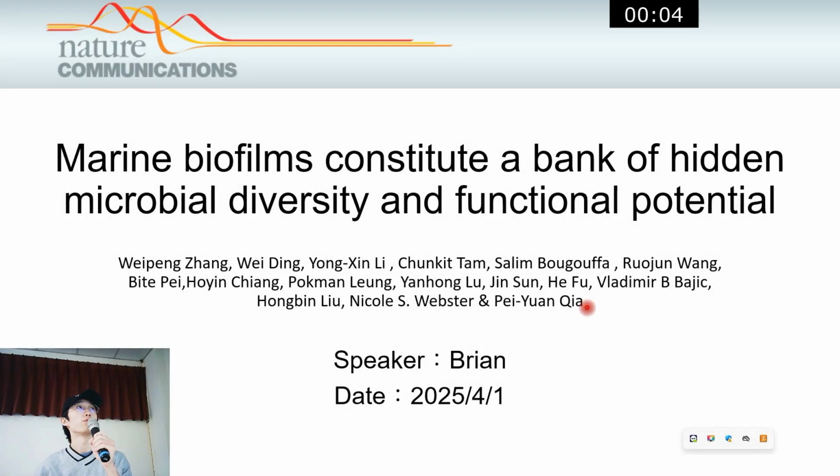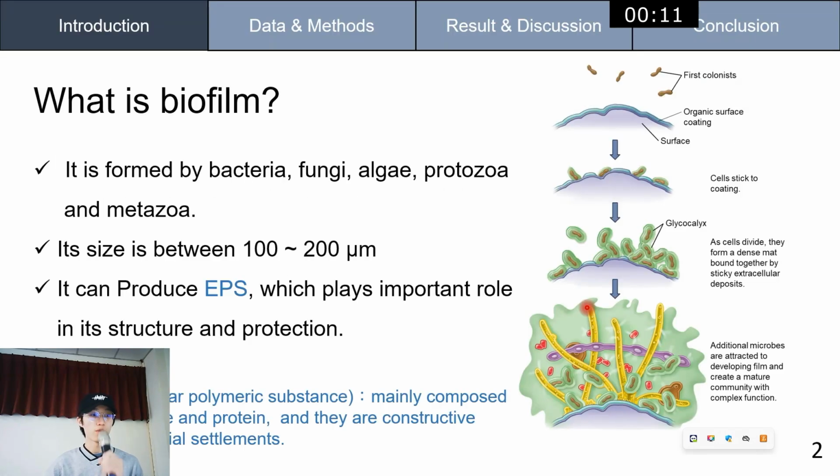And today I'm talking about how marine biofilms constitute a bank of hidden microbial diversity and functional potential. First of all, we need to know what a biofilm is. It's formed by bacteria, fungi, algae, protozoa, and metazoa, and its size is between about 100 and 200 micrometers. It can produce EPS, which plays an important role in its structure and protection. You can think of EPS as the bricks of the house.